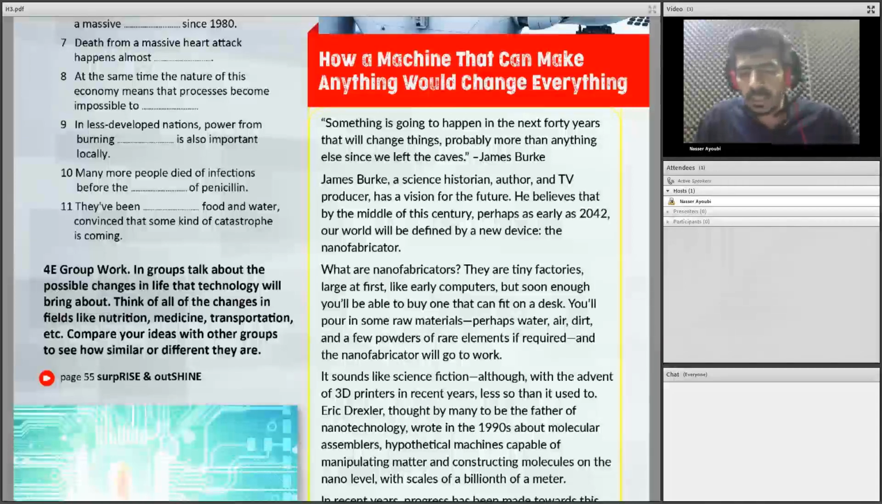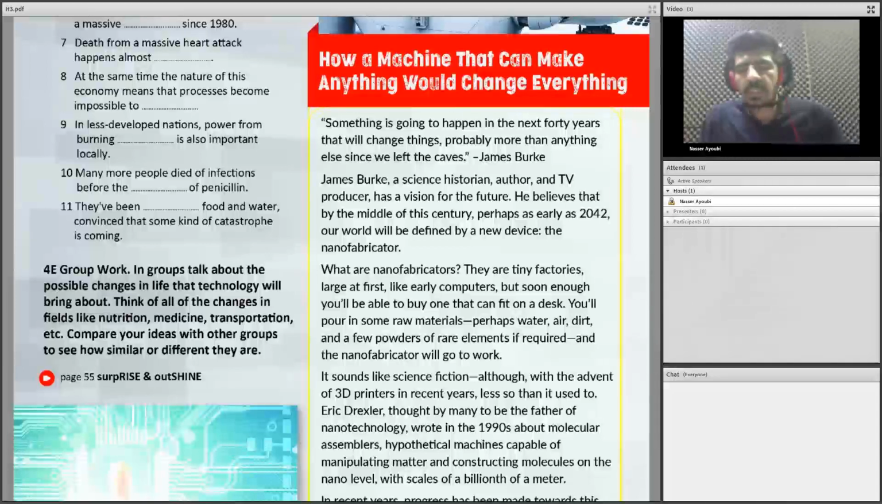It sounds like science fiction, although with the advent of 3D printers in recent years, less so than it used to. Eric Drexler, thought by many to be the father of nanotechnology, wrote in the 1990s about molecular assemblers, hypothetical machines capable of manipulating matter and constructing molecules on the nano level with scales of a billionth of a meter.